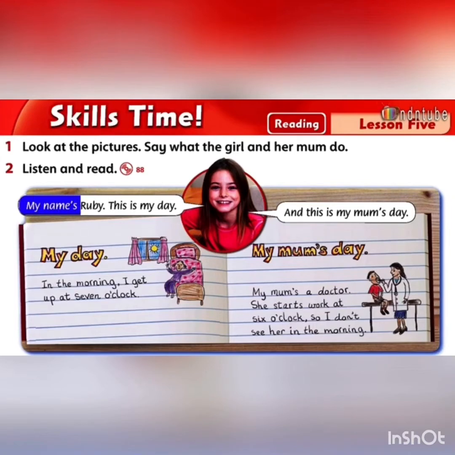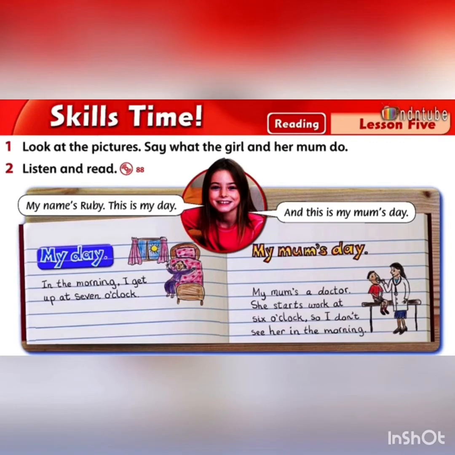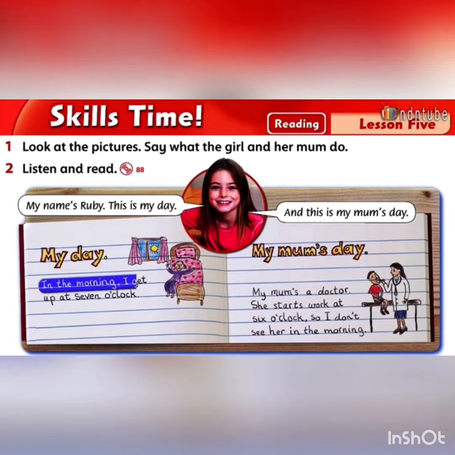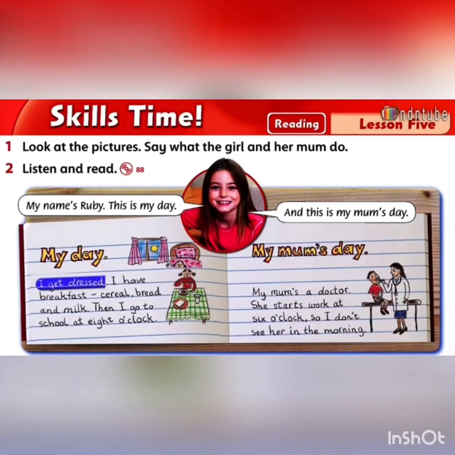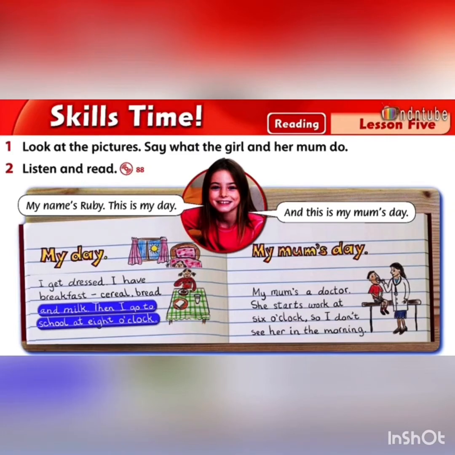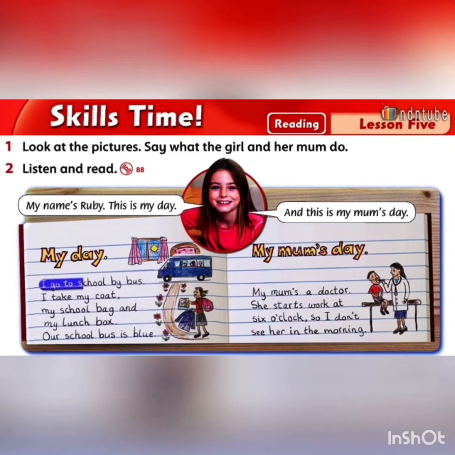My name's Ruby. This is my day. In the morning, I get up at 7 o'clock. I get dressed. I have breakfast, cereal, bread, and milk. Then I go to school at 8 o'clock. I go to school by bus. I take my coat, my school bag, and my lunchbox. Our school bus is blue.